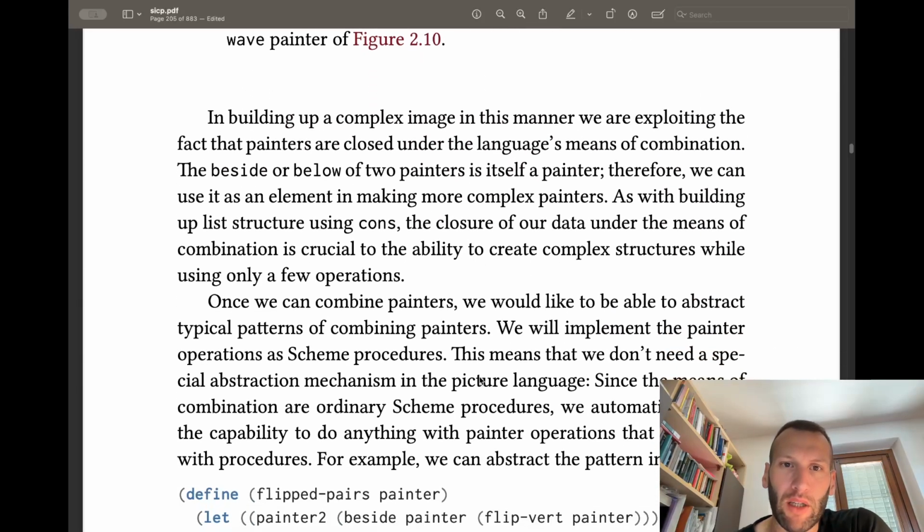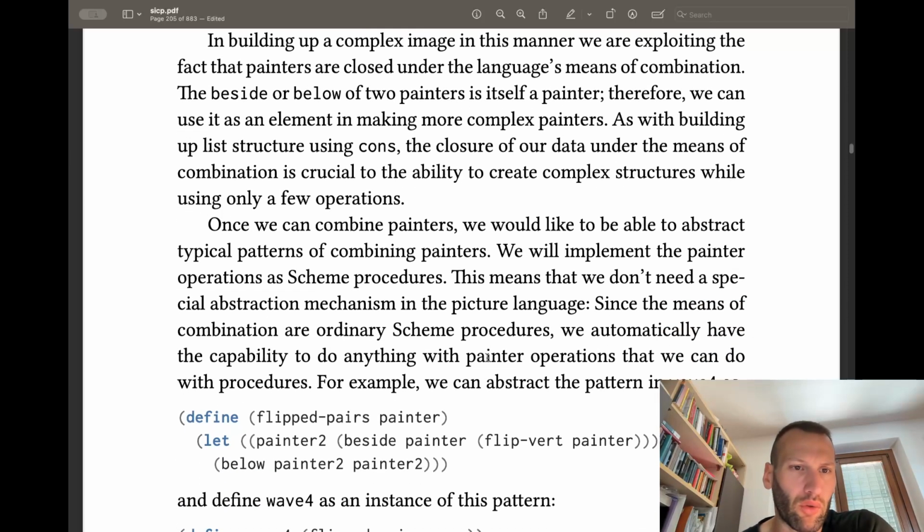In building up complex images in this manner, we are exploiting the fact that painters are closed under the language's means of combination. The beside or below of 2 painters is itself a painter. Therefore, we can use it as an element in making more complex painters. As with building up list structure using cons, the closure of our data under the means of combination is crucial to the ability to create complex structures while using only a few operations. Okay, so far so good.